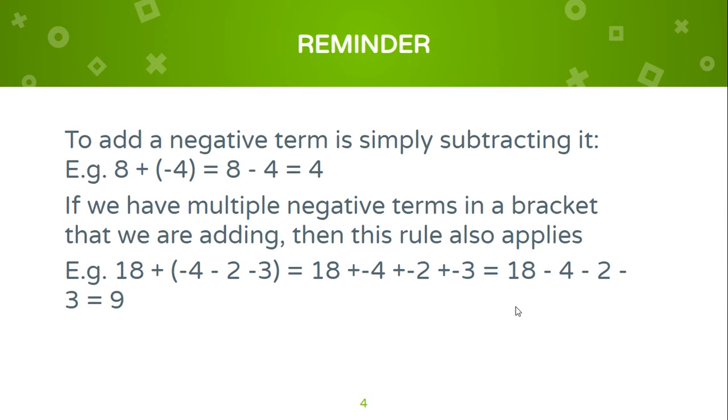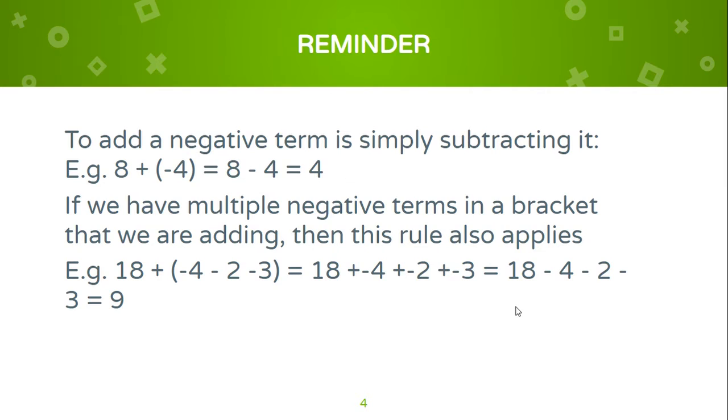I just want to do one quick reminder. When we're adding a negative term, that simply means that we're subtracting that. So for example, if I have 8 plus negative 4, that's the same thing as saying 8 minus 4, because a plus and a minus always makes a negative. And again, this applies if we have multiple negative terms in a bracket that we're adding. Then this rule also applies.